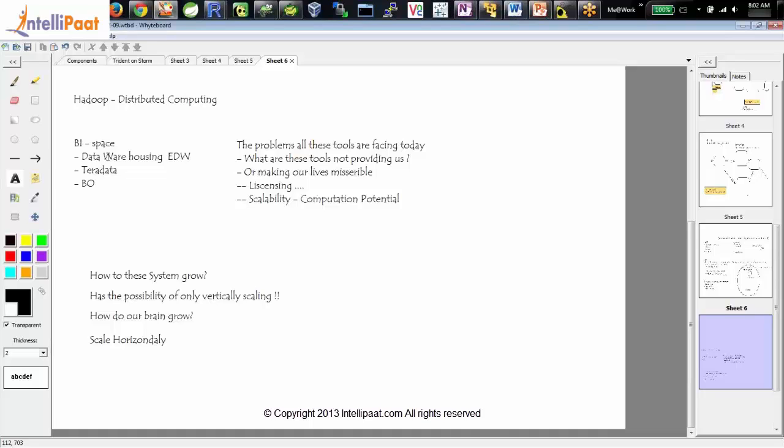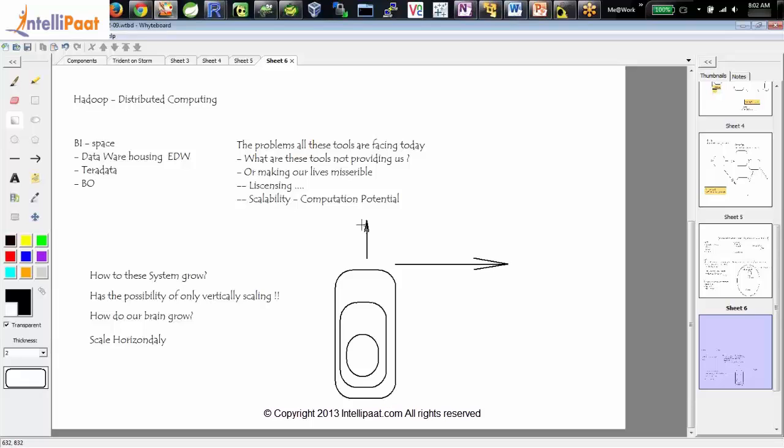Trying to actually grow something on a vertical scale. Anyway, we're talking about vertical scaling and horizontal scaling. This is very, very important. The problem with vertical scaling is that you have a small box, you go in for a bigger box. This is what vertical scaling is. What about horizontal scaling?